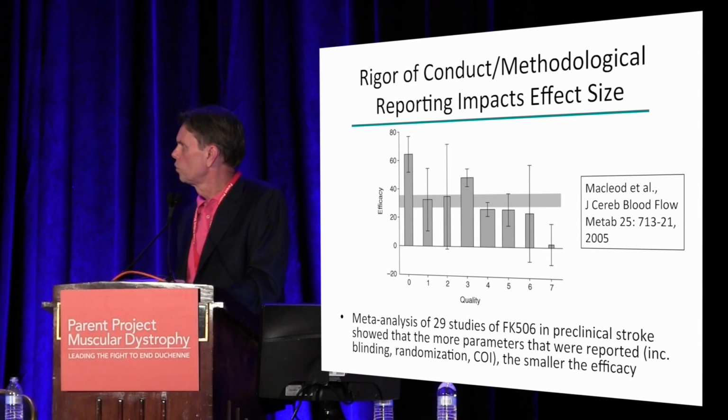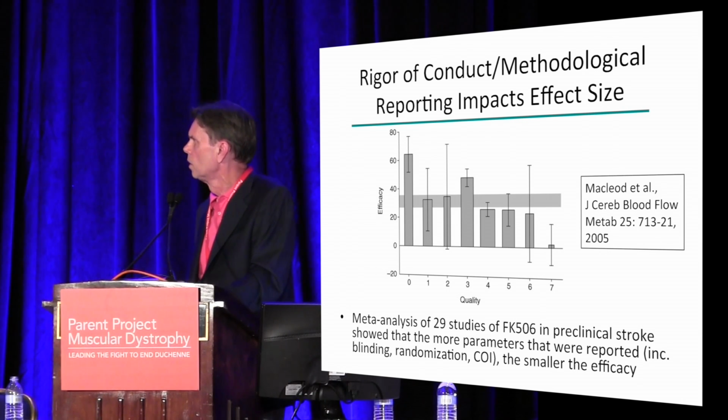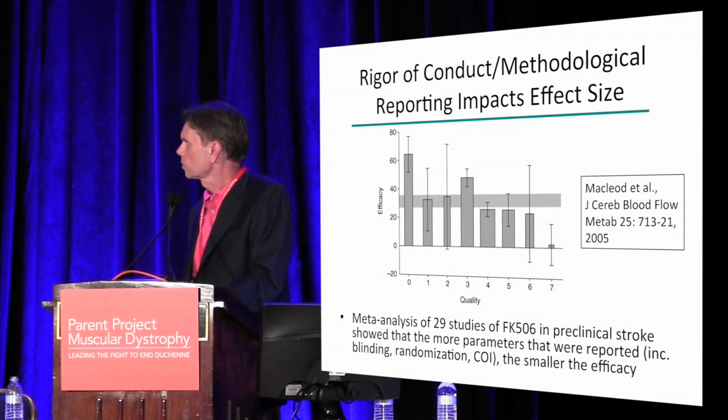And this is a slide from John showing that 29 different studies of a drug in preclinical stroke models showed very different results depending on what parameters were analyzed and reported. And in this case, the more that they looked at, the less efficacy they saw. So this is a problem.